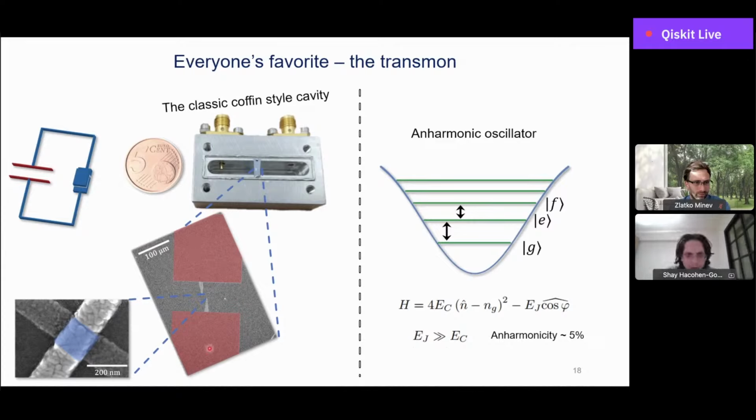On a piece of silicon, the two paddles over here play the role of capacitors. They also play the role of two little antennas. So that's how the Transmon couples to the electromagnetic field in the cavity.